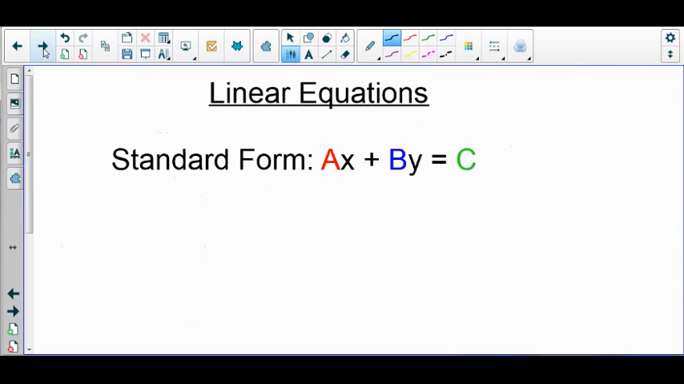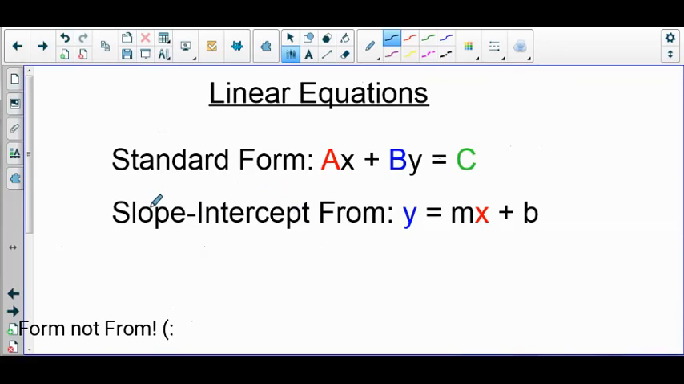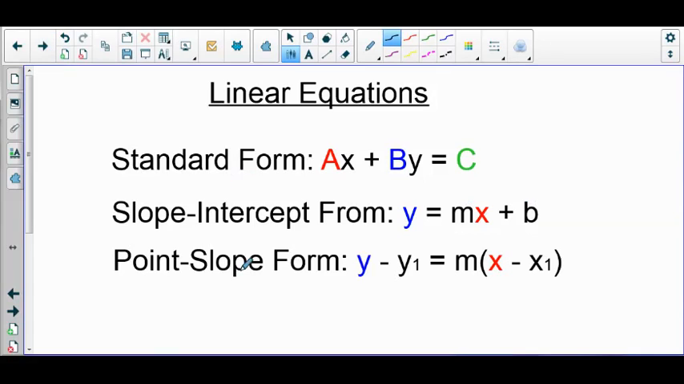So let's look at some forms of linear equations and how we can write them. You might remember we did standard form, that's ax plus by equals c. And then our old favorite that we've done many, many times is slope-intercept form. Here's the slope m, here's the intercept b, so y equals mx plus b. Today I'm going to introduce you to a third form, point-slope form. The point is going to be x1, y1, and the slope is the same. If the slope here is 7, the slope here is 7. It's just in a different format.